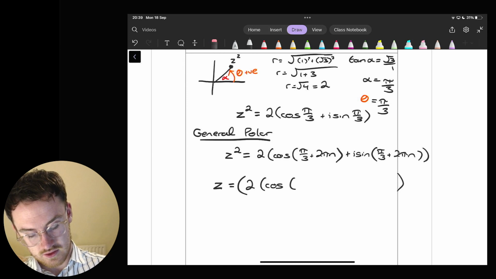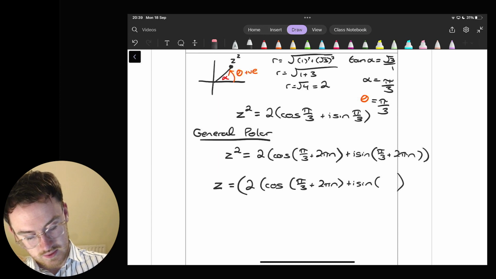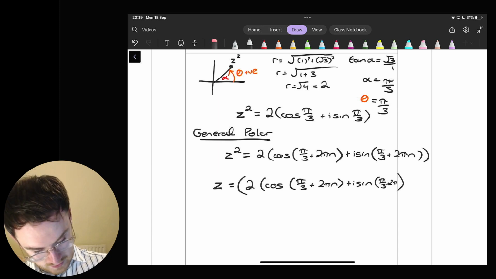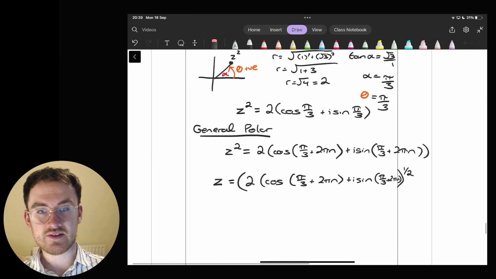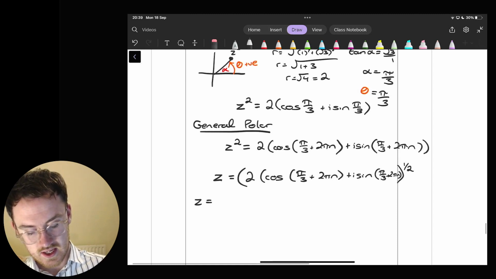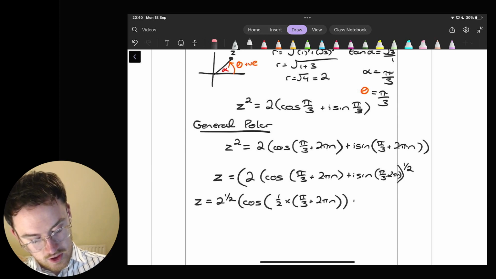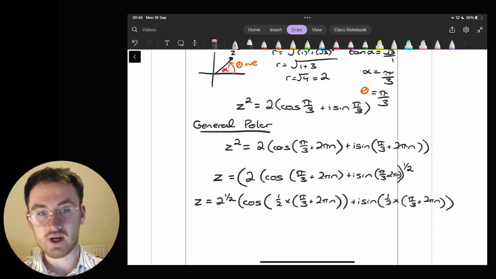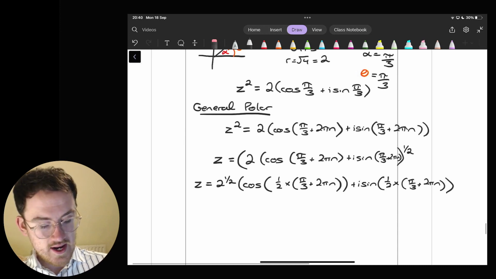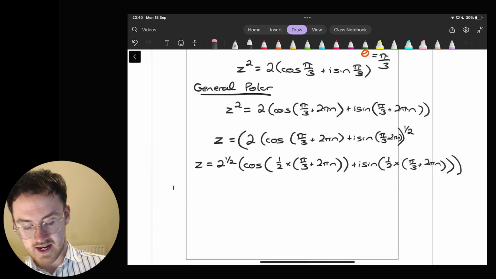So let's just lay this out for ourselves first of all. We'll write that part down. So we're taking this whole complex number that we have here, pi over 3 plus 2 pi n, all to the power of a half. Now we're going to apply de Moivre's theorem. So z is 2 to the power of a half, so that's just going to be root 2 cos of a half times pi over 3 plus 2 pi n plus i sine of a half times pi over 3 plus 2 pi n. Okay. So continuing on then, we're going to start with n equals 0.